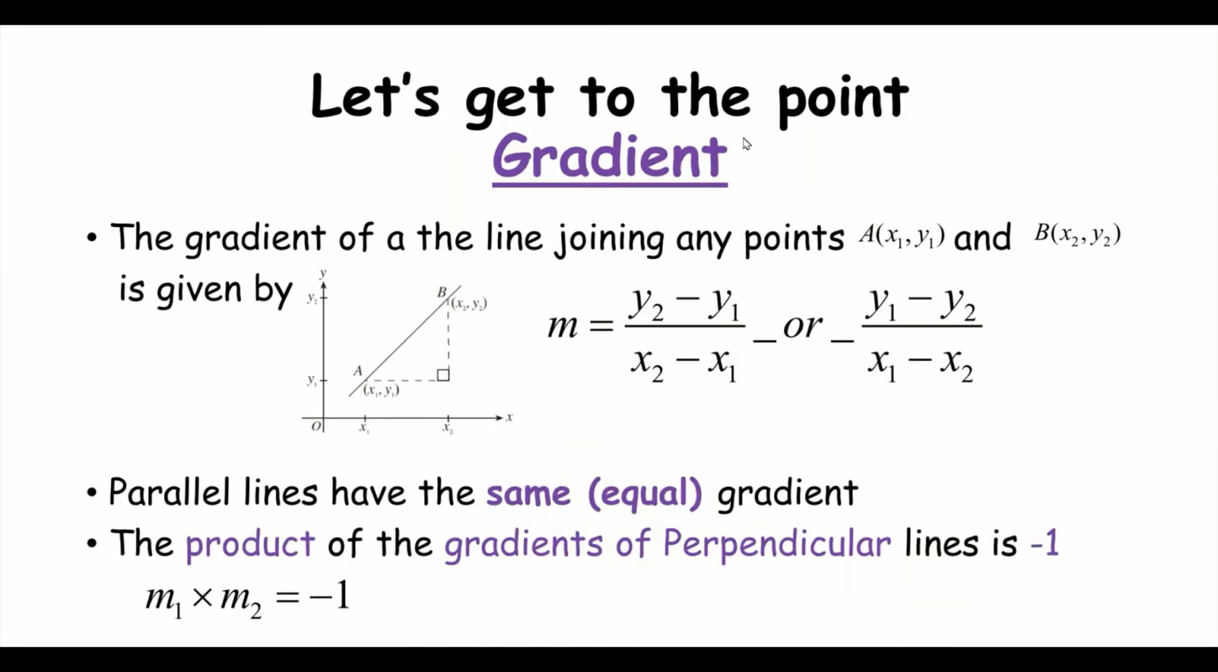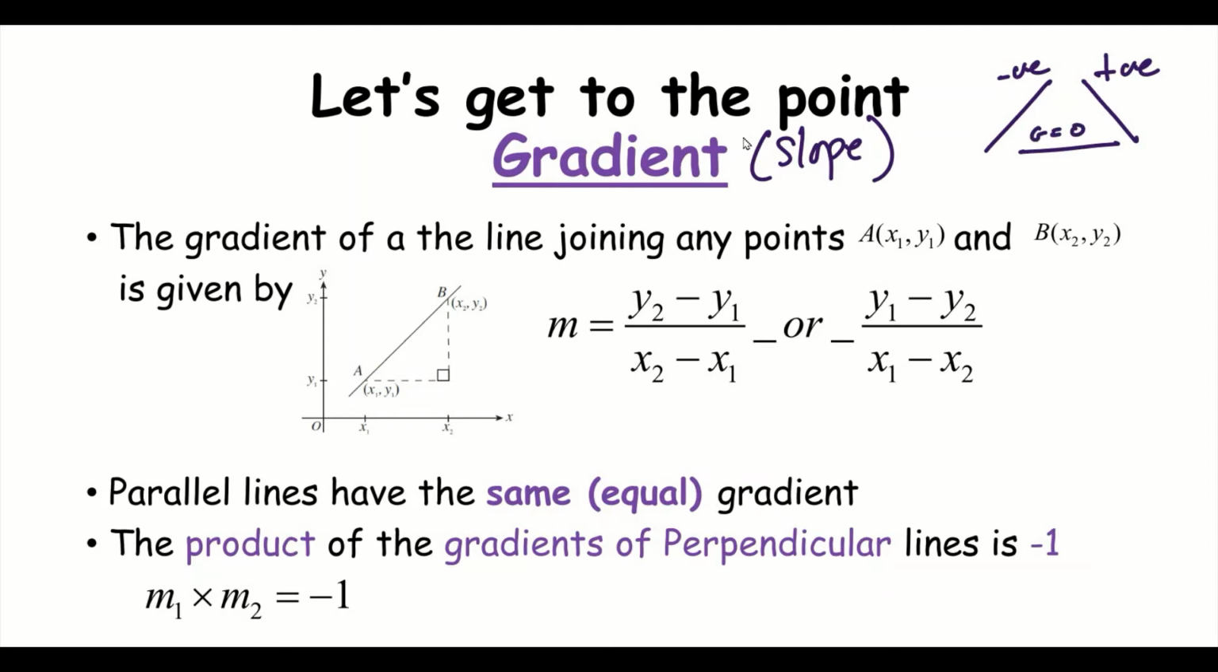Now, the gradient of a line is the rate at which it goes upwards or downwards. Another name for gradient is slope. The slope can either be positive or negative, and the sign indicates whether the line slopes upwards or downwards from left to right. So this would be a negative gradient, this would be a positive gradient, and a horizontal line would mean that our gradient is equal to 0.